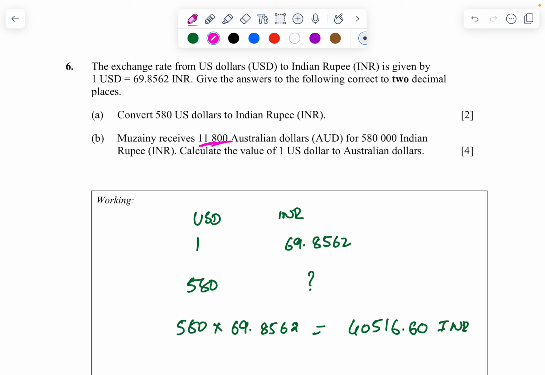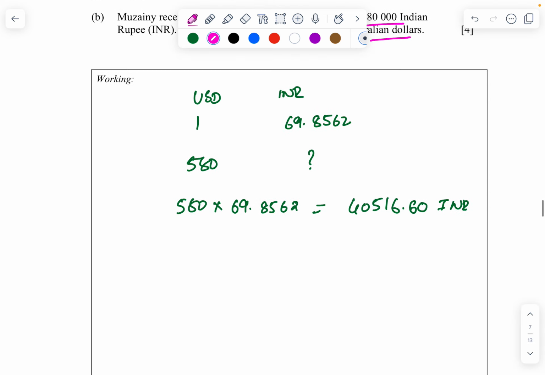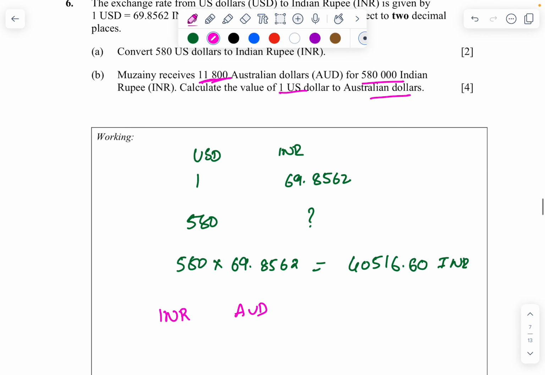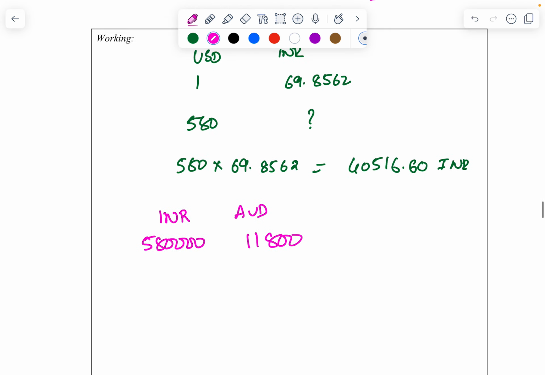Then Muzaini receives 11,800 Australian dollars for 580,000 Indian rupees. Calculate the value of 1 Australian dollar in US dollars. So first of all, what am I going to do? It is Indian rupees and Australian dollars. How much Indian rupees did she get? 580,000. And for how many dollars? 11,800. So what's going to be 1 Indian rupee?